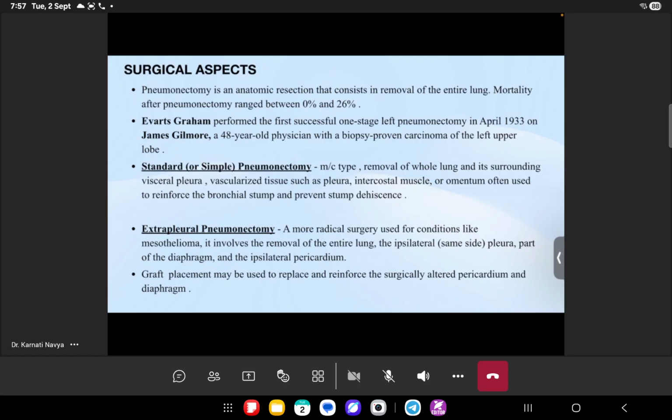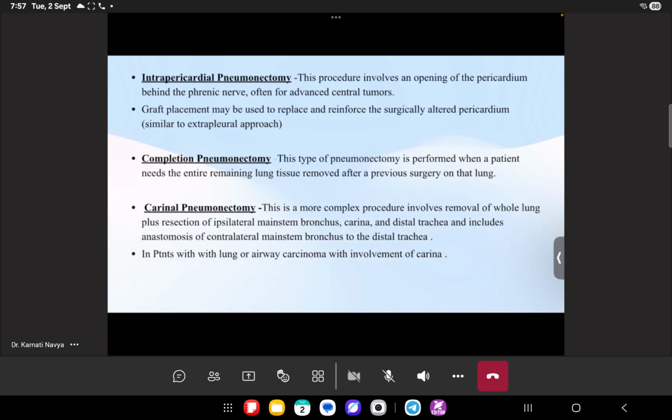Extrapleural pneumonectomy is a more radical surgery used for conditions like mesothelioma or extended lung cancers. It involves the removal of the entire lung, ipsilateral parietal pleura, visceral pleura, part of the diaphragm, and ipsilateral pericardium. Graft placement may be used to replace and reinforce the surgically altered pericardium and diaphragm to prevent cardiac herniation.